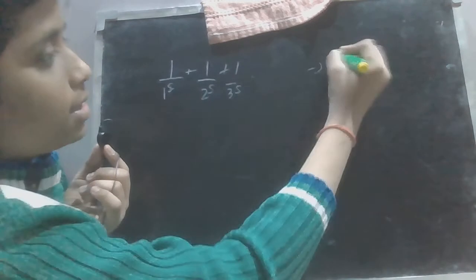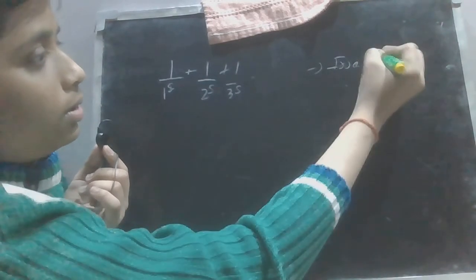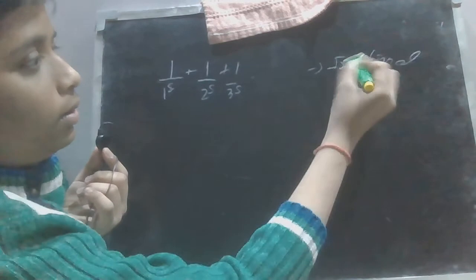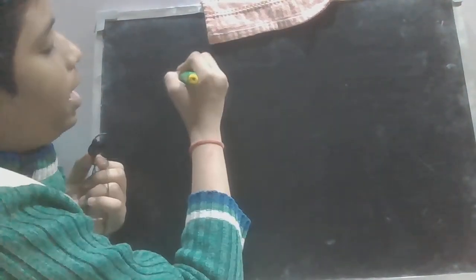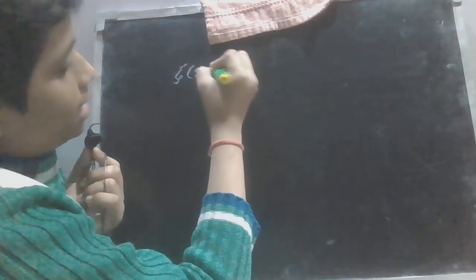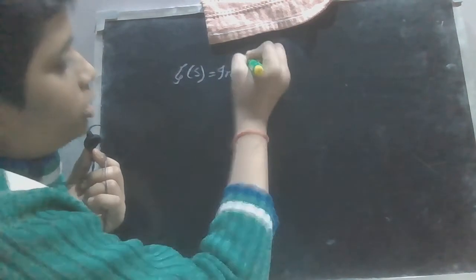I'm going to prove that the sum from n equals 1 to infinity is irrational. I'm going to tell you today how it is irrational. What I mean is that every zeta at s is irrational. Yeah, I mean the same only. So let me write up my target here. This is my target, what I will prove in this video.